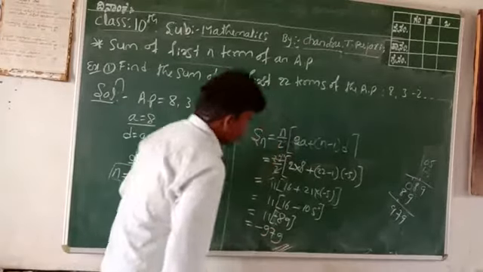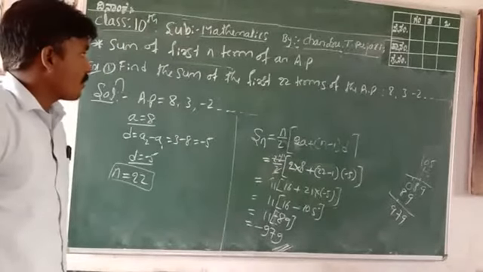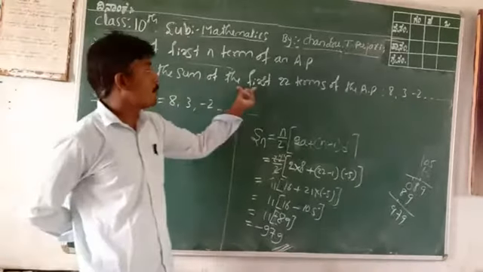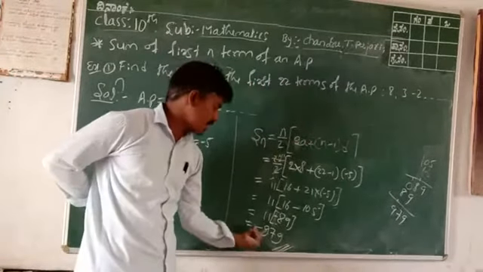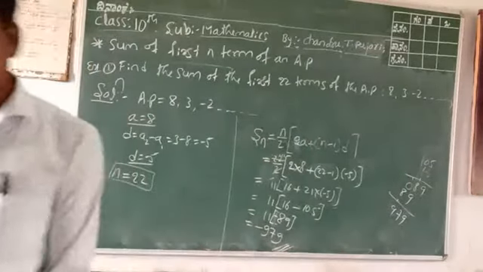Therefore answer is minus 979. This is our first example of AP: find the sum of first 22 terms of the AP is minus 979.